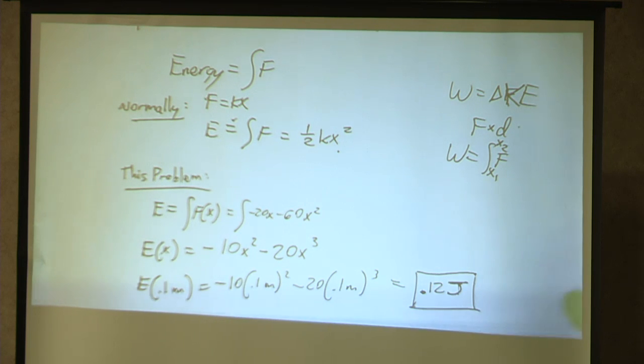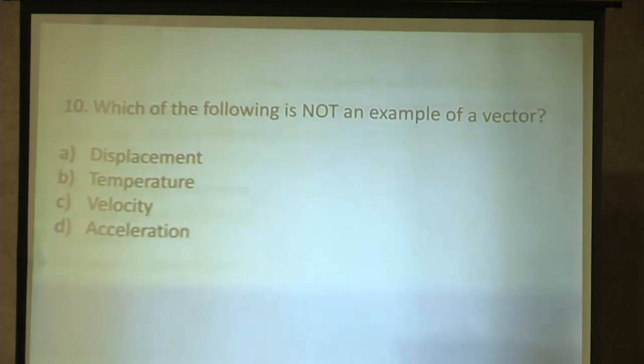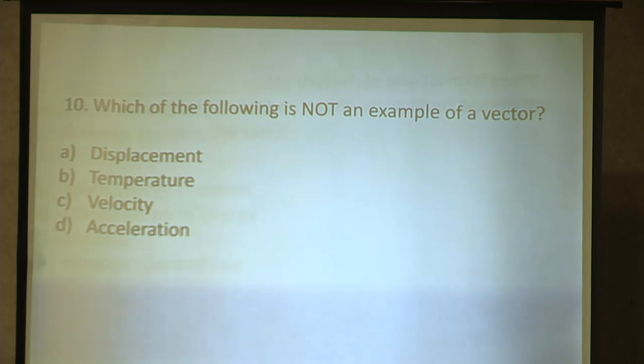All right, so I'm going to go to number 10. Which of the following is not an example of a vector? You have displacement, temperature, velocity, and acceleration. Anyone know the answer? You guys should know this. B, temperature.